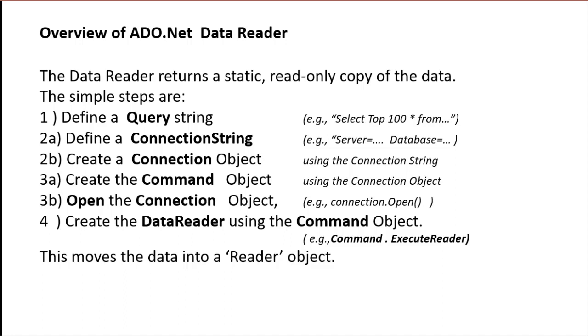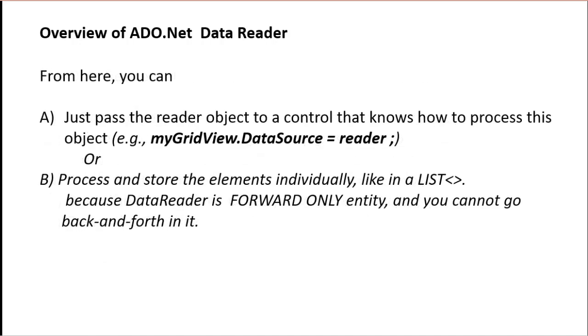Finally, you open the connection and then you use the data reader that says, hi, building on what we've done, I want to take a command, I want to execute this thing called the ADO reader using the connection object that uses a connection string, etc. And then it moves all the data into the reader object. Okay, from here, you have this reader object, which is all your data. You can just pass the reader object to a control that knows how to process this object, as in mygridview.dataSource equals reader, and you're done.